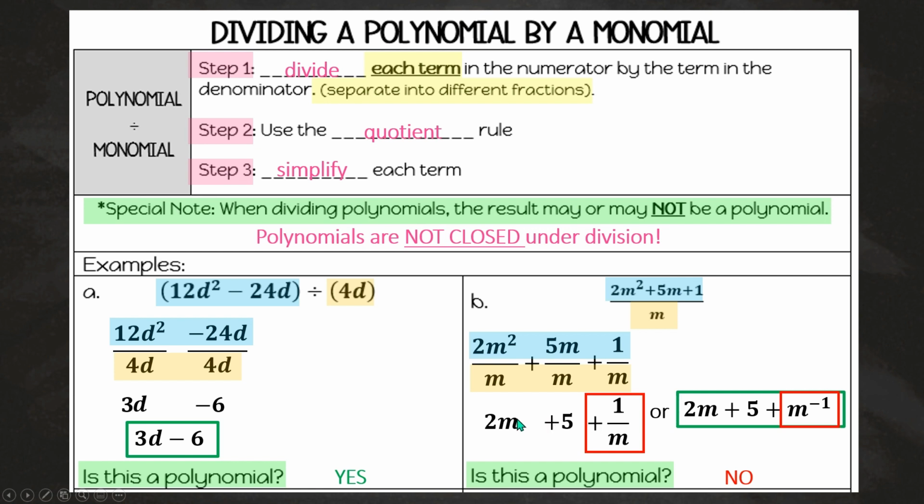Okay, so you could leave it like this, 2m plus 5 plus 1 over m, or you could simplify it out and write 2m plus 5 plus m to the negative 1. But either way, you need to be able to represent that this is not a polynomial because I have an m, or a variable, in the denominator of a fraction.